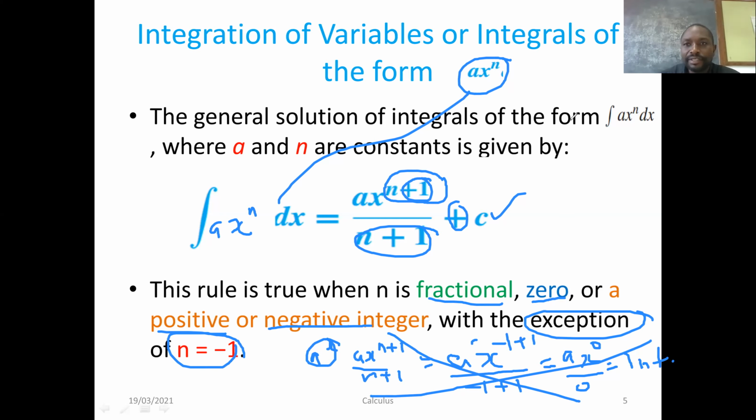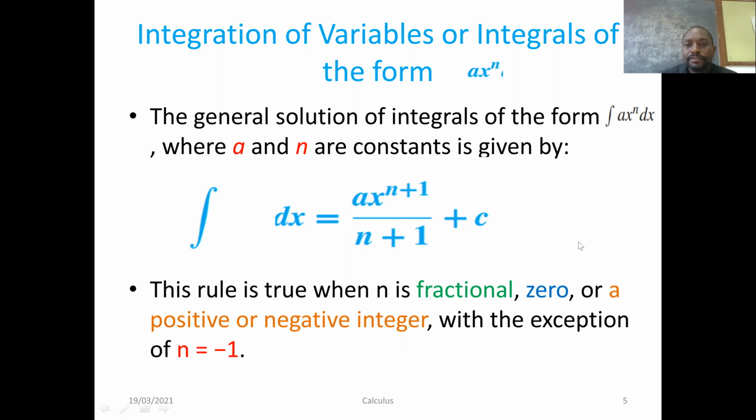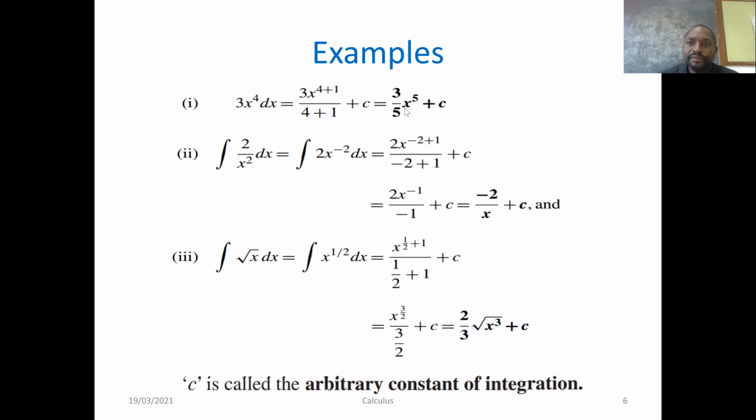Let's do some examples. Example number 1, using integration of variables: given 3x to the power 4 dx, we are asked to integrate. In this case, 4 is our n, therefore it will be n plus 1, which is 4 plus 1, giving 5. And then this is divided by 5, and the x will have increased from x to the power 4 to x to the power 5, plus a constant as the answer.